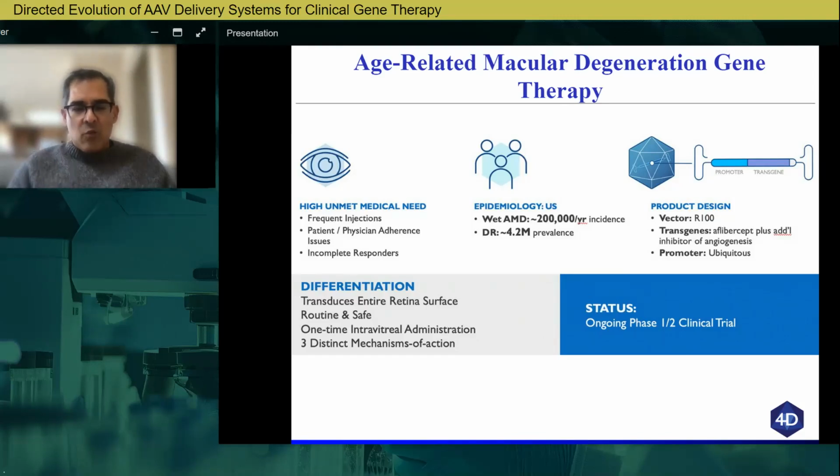So what we did quite simply was to take DNA encoding Eylea or aflibercept and embed it into the virus, so that the virus would then deliver DNA encoding this therapeutic. Cells within the eye would secrete it as little biofactories, and as a result, the eye would provide its own steady supply of this protein therapeutic, and then hopefully patients would see a significant reduction in the need for protein injections.